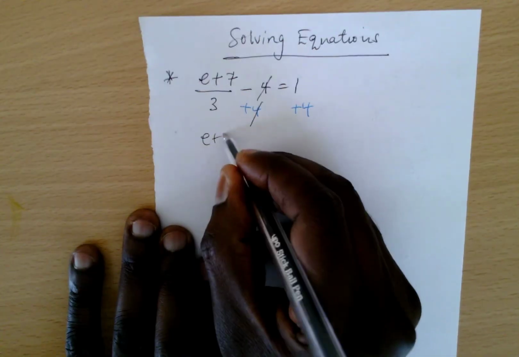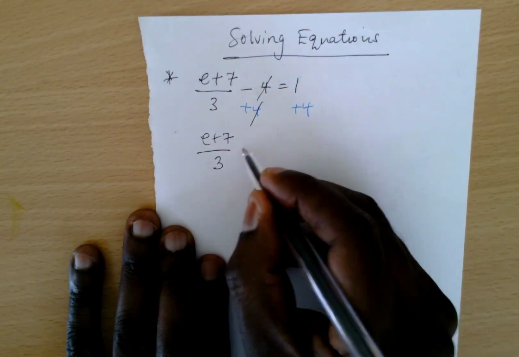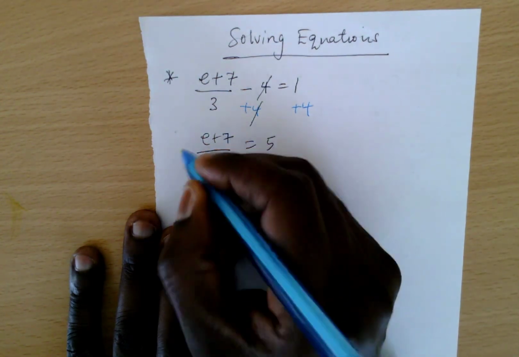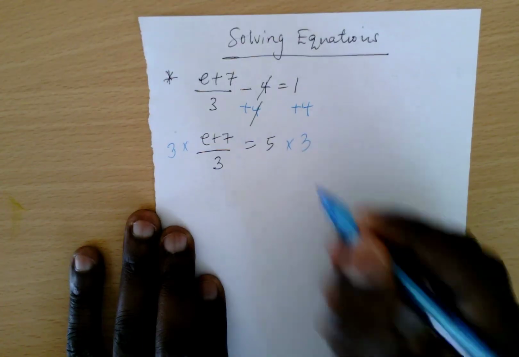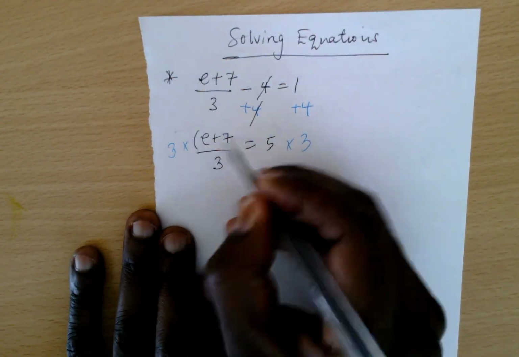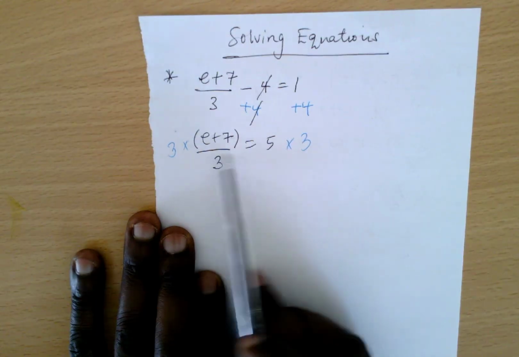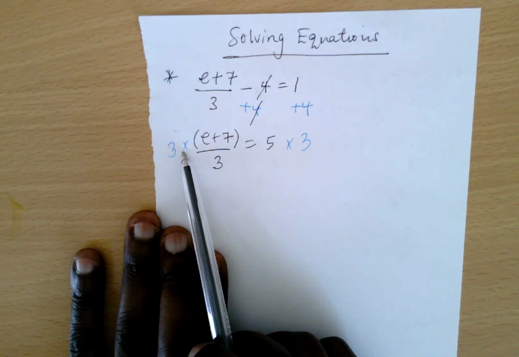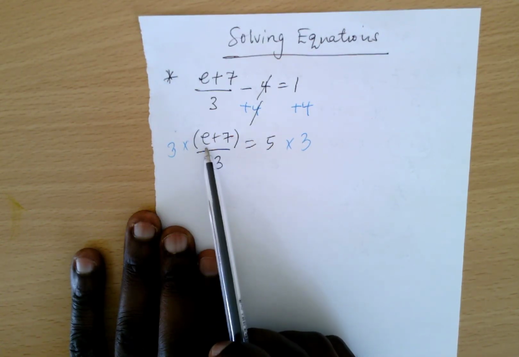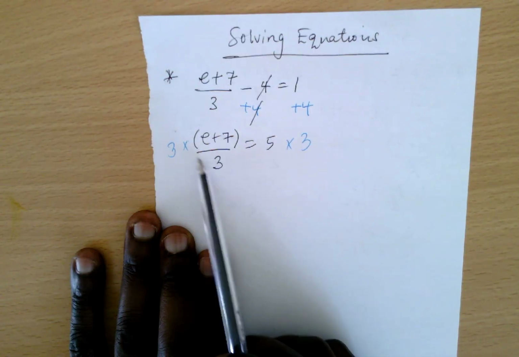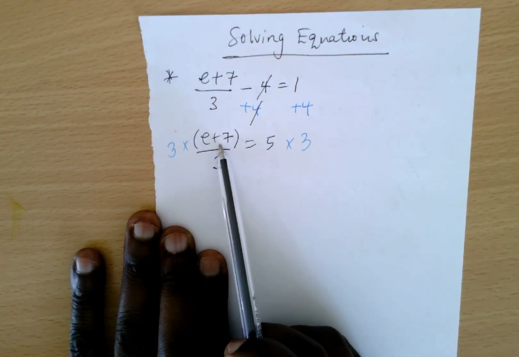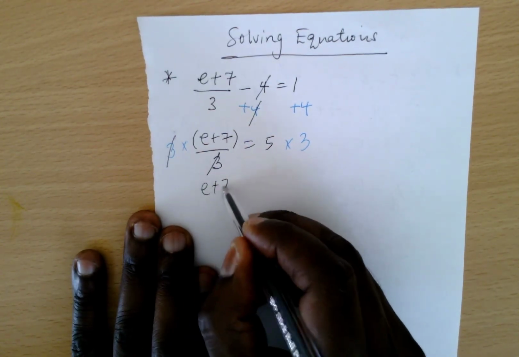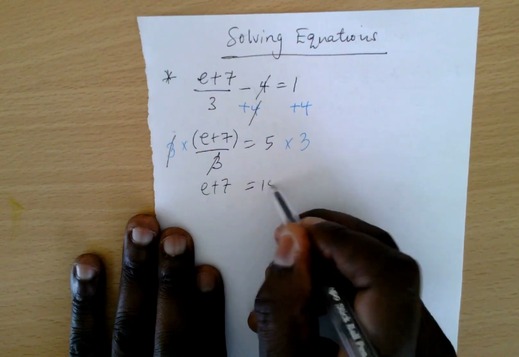So we have e plus 7 divided by 3, that is cancelled out. 1 plus 4 gives us 5. Then once you have that, you're going to times by 3 on the left, times by 3 on the right. You can comfortably do this because e plus 7 is together. They are dividing 3. So please don't be tempted to multiply 3 by e and then 3 by 7. No, you're multiplying that whole expression by 3 on the left and on the right. This cancels out. We have e plus 7 is equal to 5 times 3, which is 15.